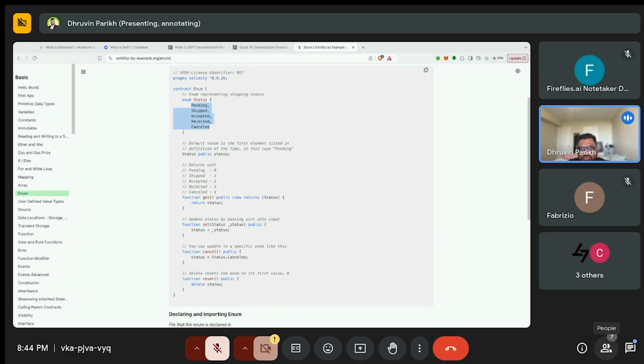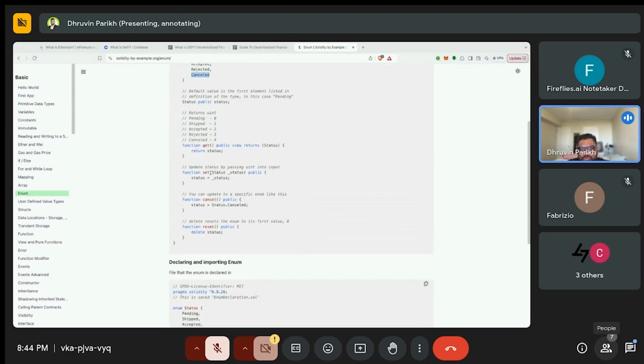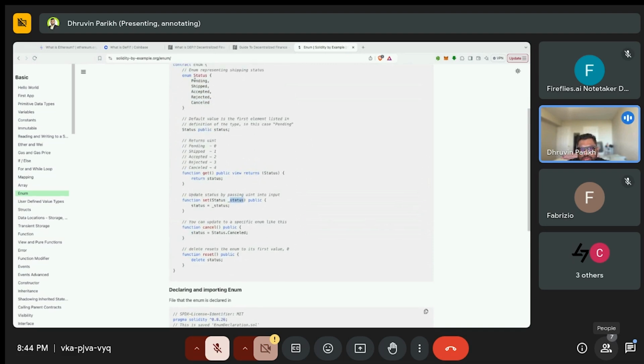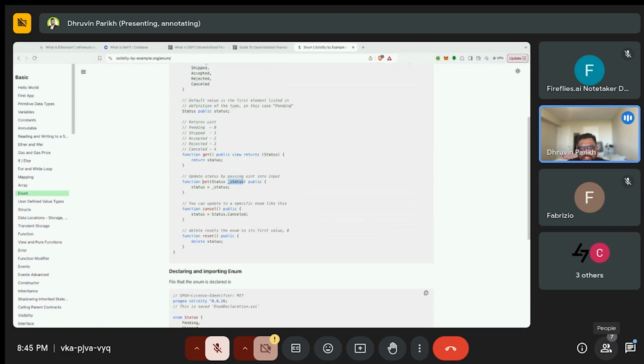The statuses which I have selected are each uint8 numbers: pending is 0, and then 1, 2, 3 and 4. So cancelled is 4. When it comes to set, you will have to pass a number, right? Whatever the serial number is based on this sequence, you can pass it. It's uint8.